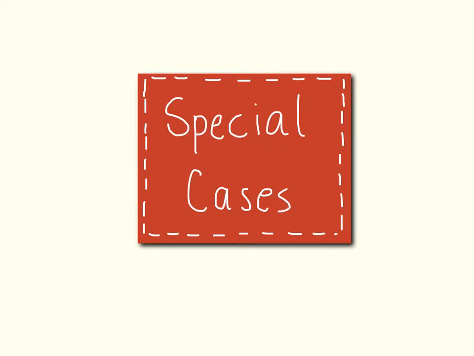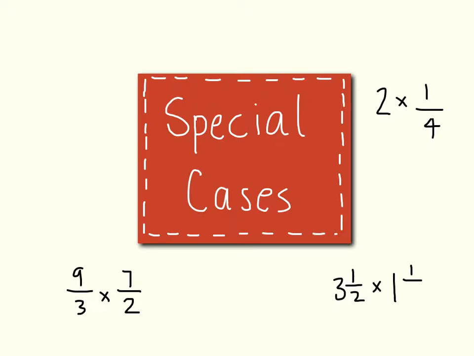So I know what you're thinking. Of course, Mrs. Bushnell, there are some special cases. What do we do, for example, when we have a whole number times a fraction? Or what do we do when we have 2 improper fractions multiplied? Or what do we do when we have mixed numbers multiplied by each other?